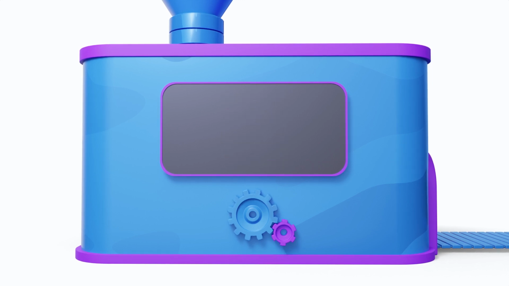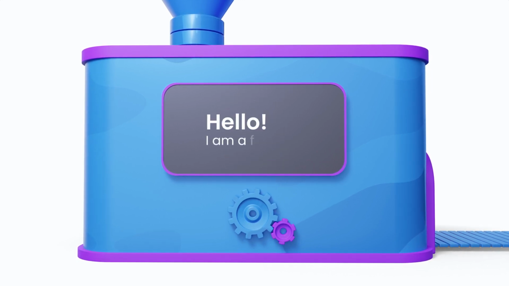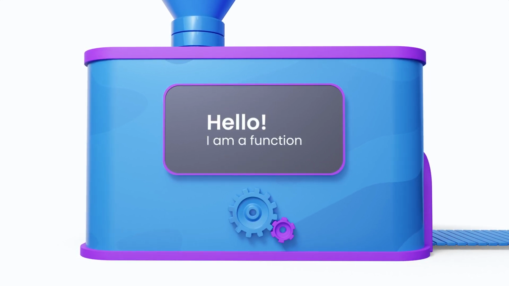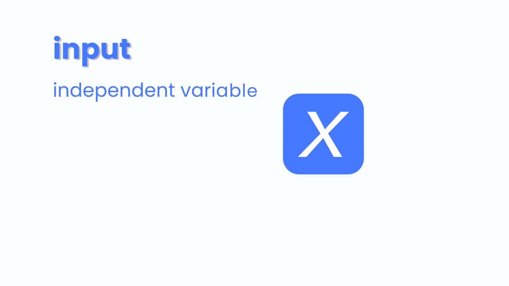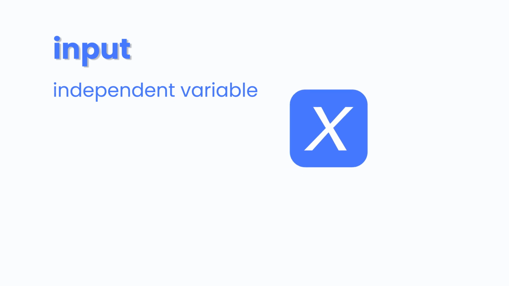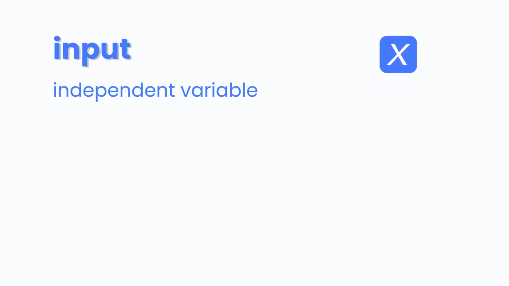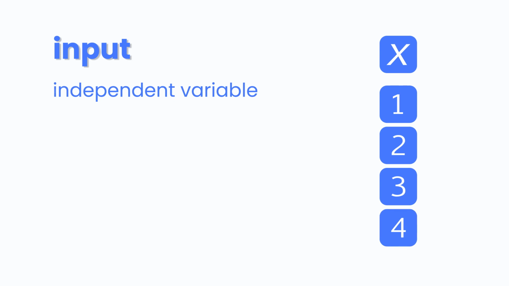In mathematical terms, this machine is called a function. Usually, you use x as the name for the variable you input. This is known as the independent variable because you choose the values. It's called a variable because it doesn't have to be the same value all the time. In our example, you went through the values 1, 2, 3, and 4.